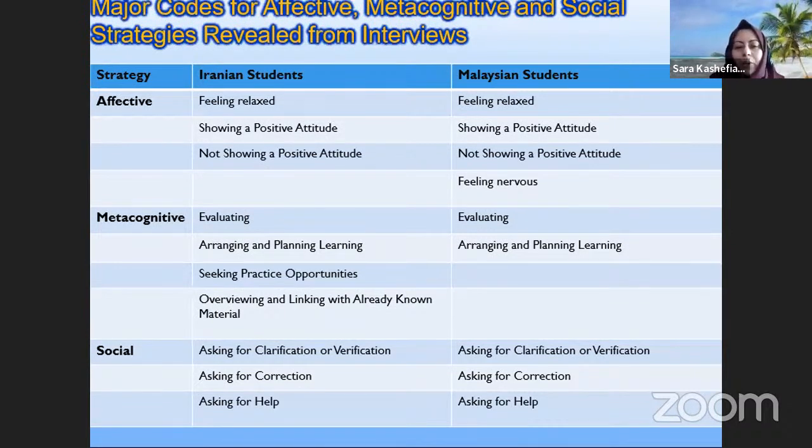With regard to social strategies, the main code which was found for both Iranian and Malaysian students was asking for clarification or verification, followed by asking for correction and asking for help.